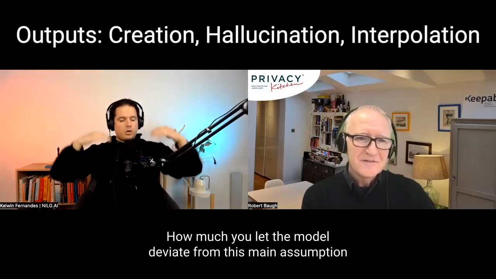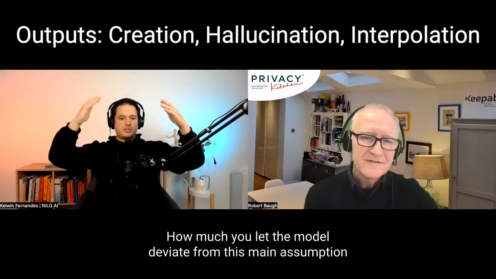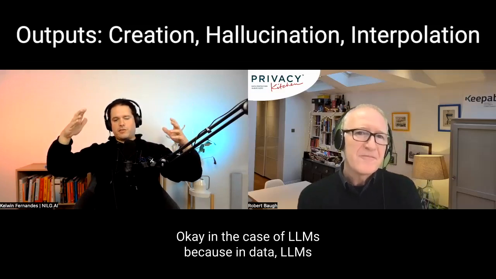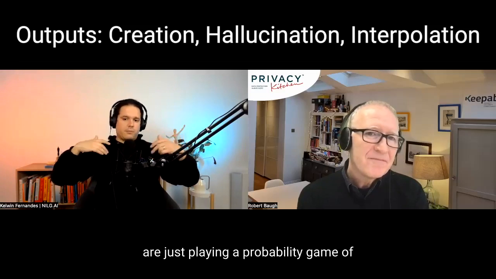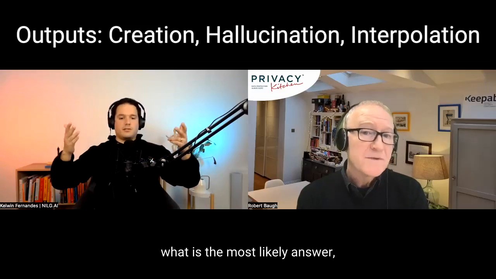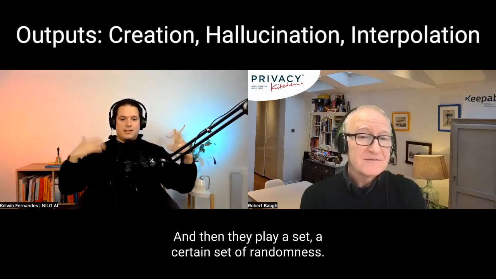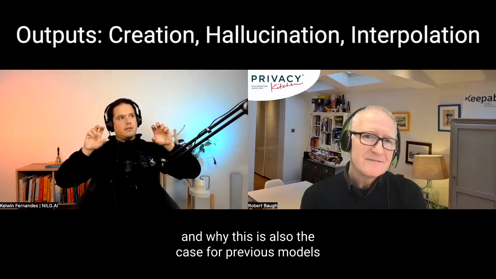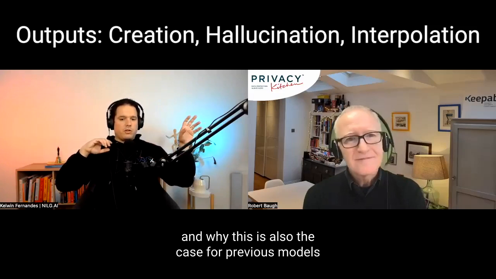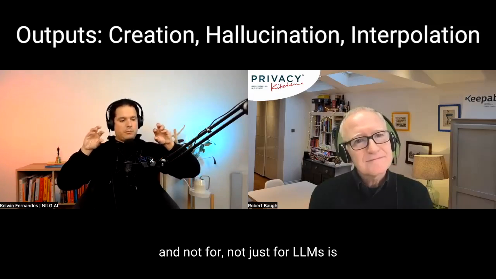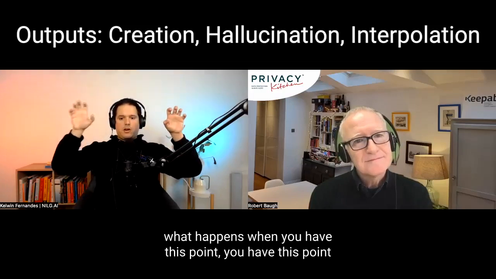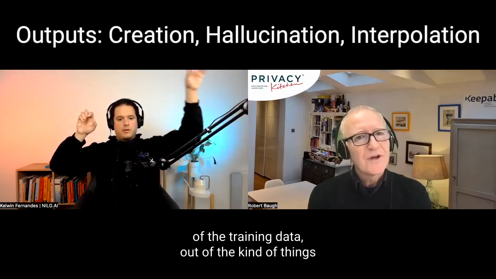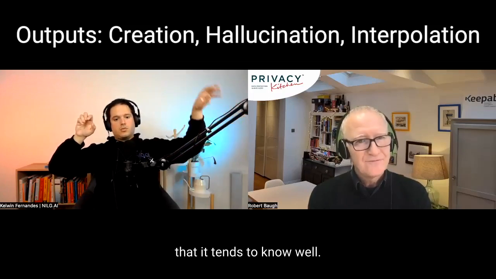How much you let the model deviate from this main assumption is what gives you more creative answers or less creative answers, in the case of LLMs. Because LLMs are just playing a probability game of what is the most likely answer, the most likely word after this word, and then they add a certain amount of randomness. The main issue with hallucination, and why this is also the case for previous models and not just LLMs, is what happens when, instead of passing a point here, you pass a point out of the training data, out of the kind of things that it tends to know well.